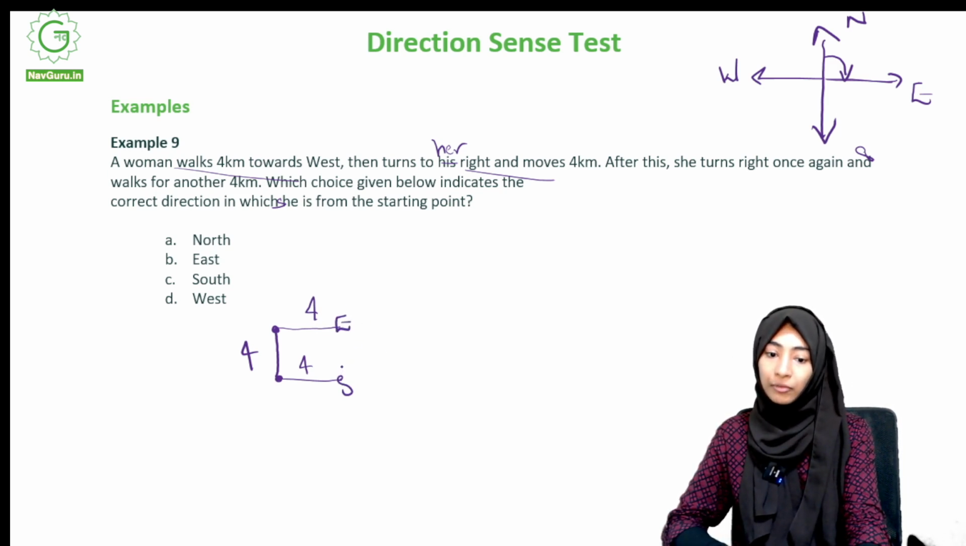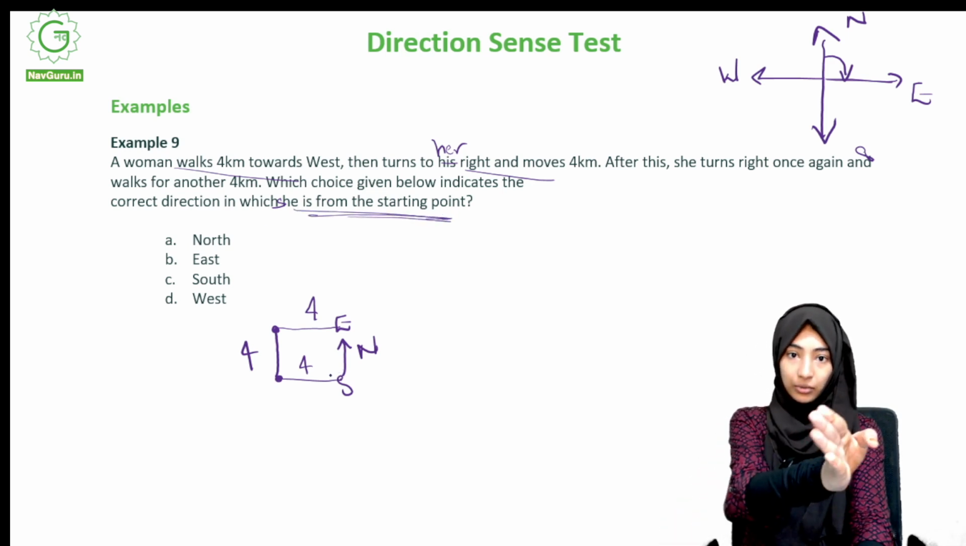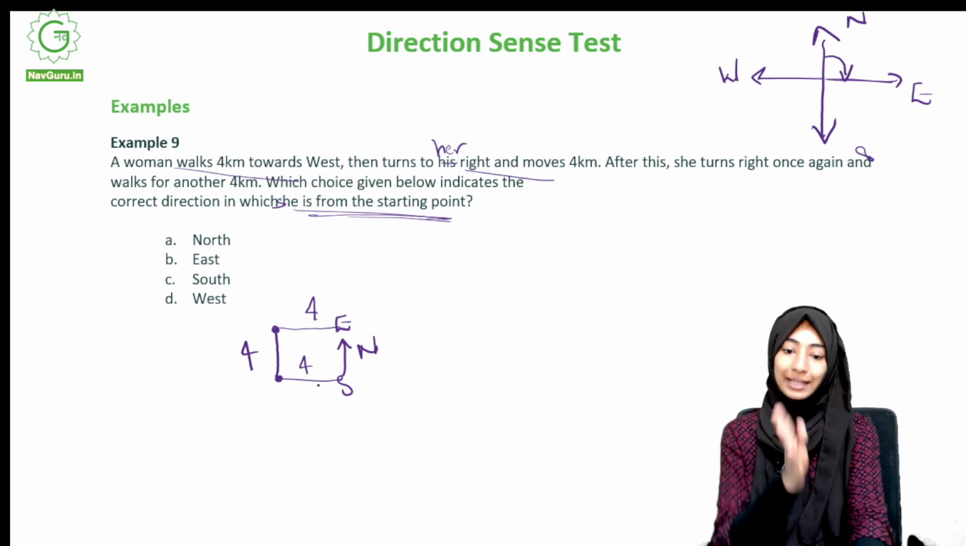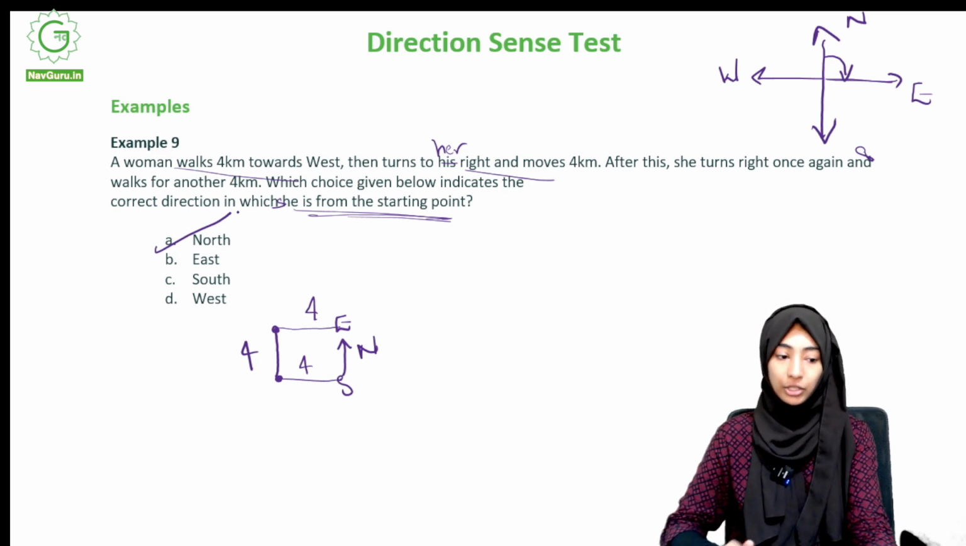Where is she from? If you check from the starting point, she's basically to the north, right? Oh wait, what are you asked? Indicates the correct direction in which she is from the starting point. So from the starting point, if you see, she's at the north now, right? If you look from the starting point, she's basically at the north. So the answer is A, north. Okay, you're done with that.